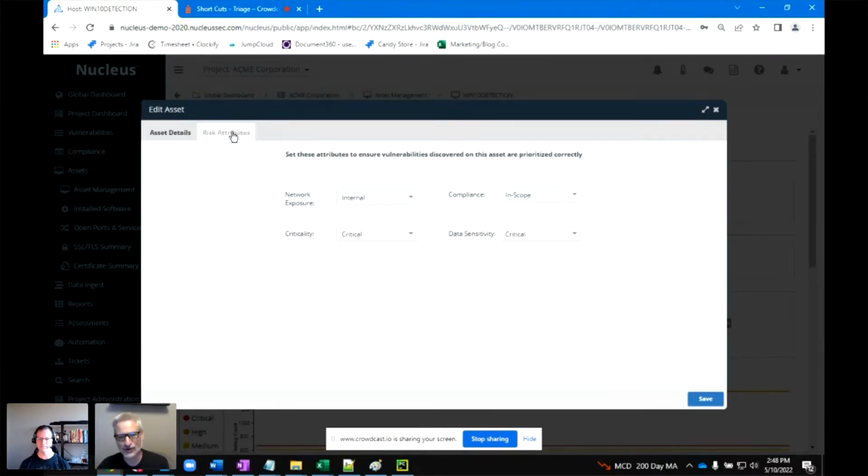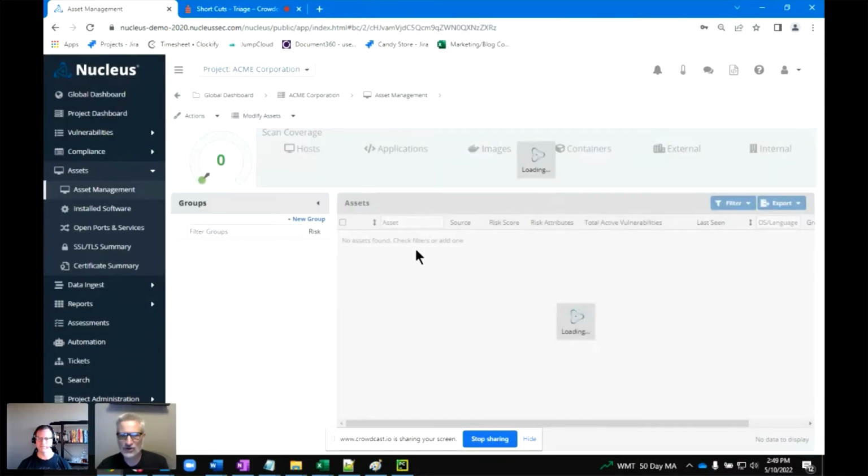Real easy to overlook. So in here, you can see that the system is in scope for compliance, has criticality of critical, data sensitivity of critical, and network exposure is internal. So the system is inside my network, has protection of my network. But other than that, pretty important. Yep.